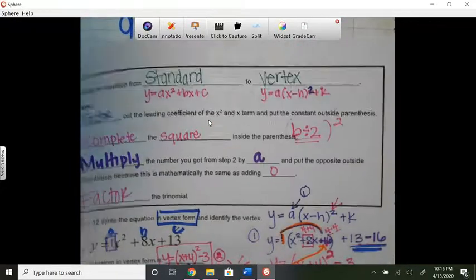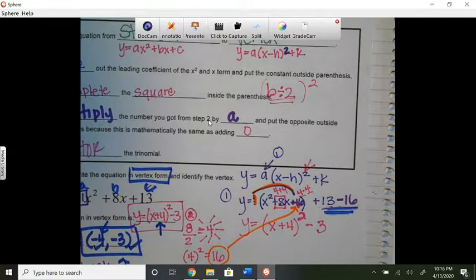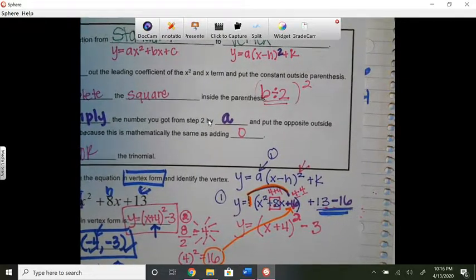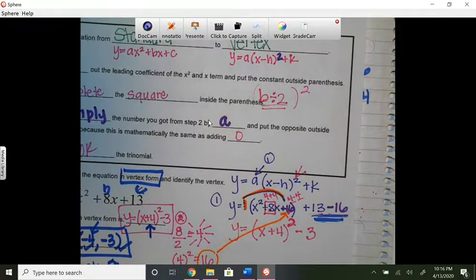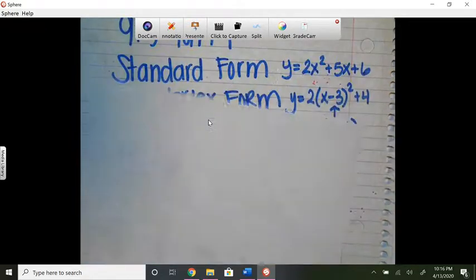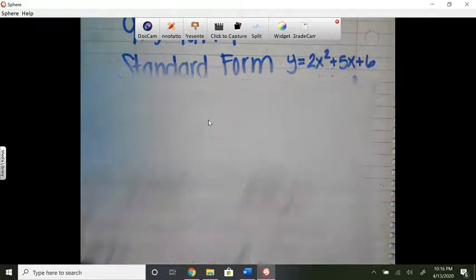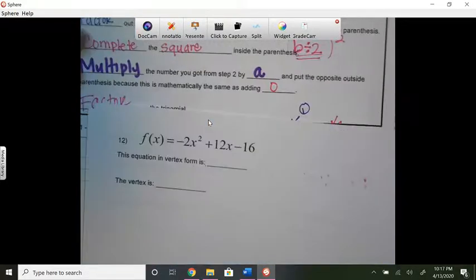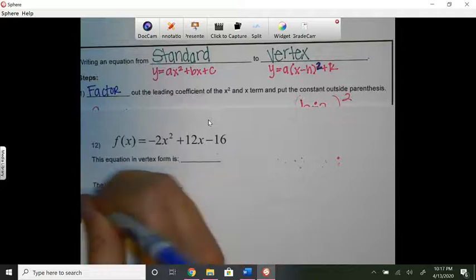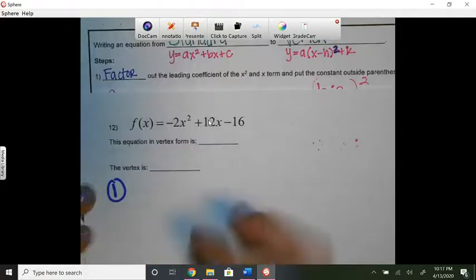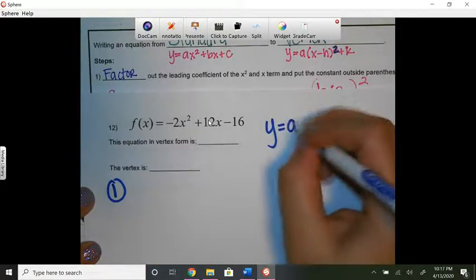Okay. So let's go ahead and use these same steps, and let's try another example. So let's take these steps here, and let's try this problem here. So the very first step is, step 1, we want to make it look like this.